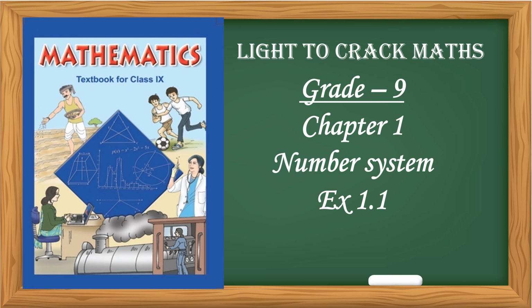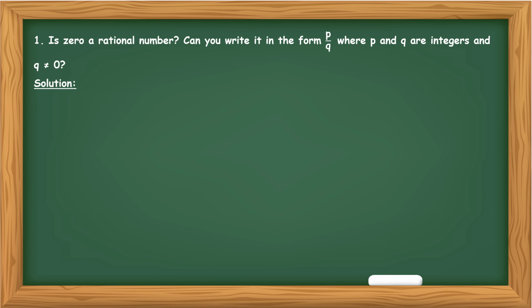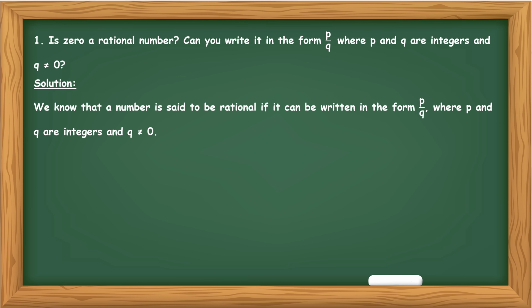So moving on to the first question. Is 0 a rational number? Can you write it in the form p by q, where p and q are integers and q is not equal to 0? So what is a rational number? We all know that a number is said to be rational if it can be written in the form p by q, where p and q are integers and q is not equal to 0.